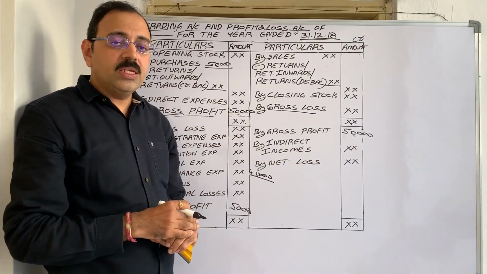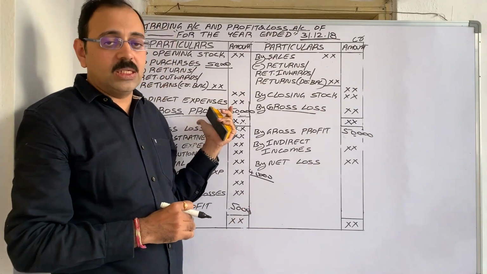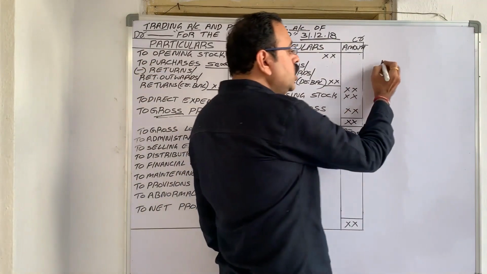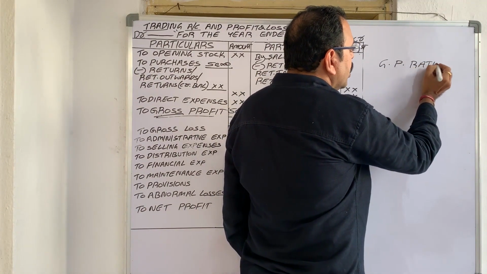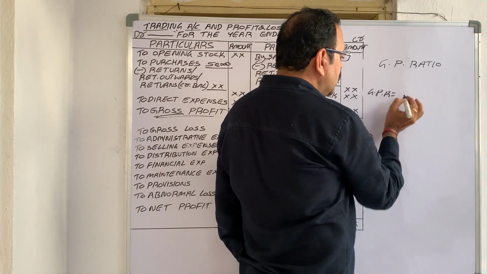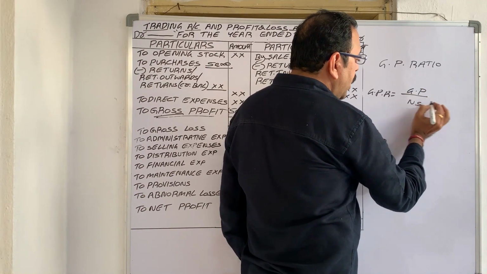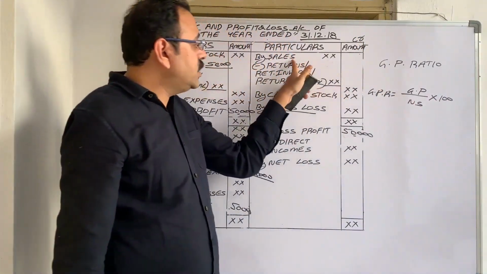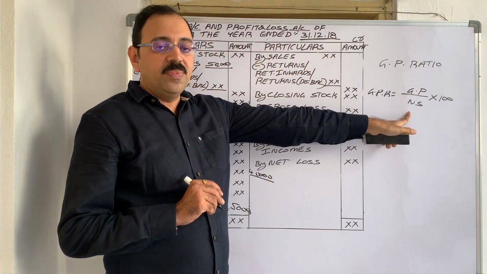And the second reason is, after preparing final accounts, based on the final accounts results, we calculate so many ratios. Among them, gross profit ratio is one important ratio. What is the formula for this ratio? Gross profit ratio is equal to gross profit divided by net sales into 100. What is meant by net sale? Cash sale plus credit sale minus sales return is equal to net sale.